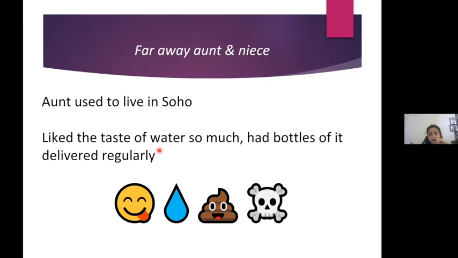And the faraway aunt and niece, and this I find really sad: the aunt previously lived in Soho and had moved away, but she somehow liked the taste of the water, and she had bottles of water delivered to her from Soho. And this is how, although she did not live in the area, she got sick. This is such a strange and unfortunate thing to happen, but that's what they figured out.